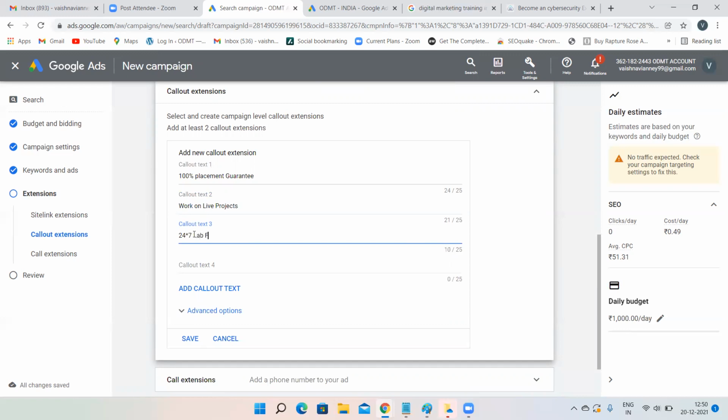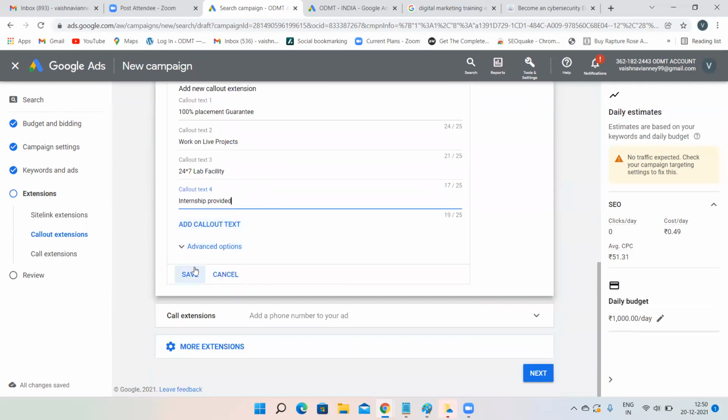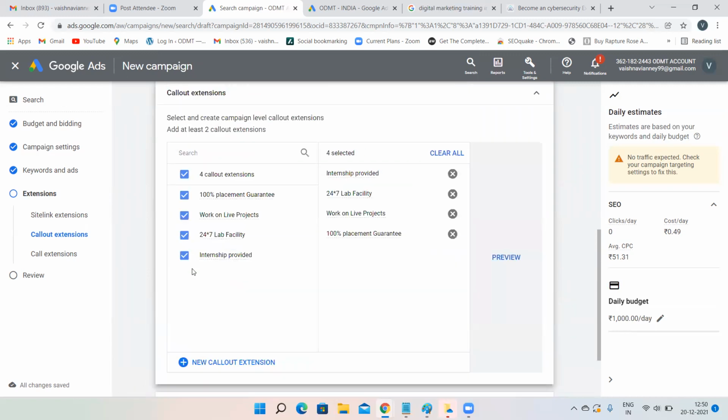24/7 lab facility, internship provided. I have given the title and description already, but I'm just giving additional information. Just like that, I have to give additional information. That's it. Then click on save.